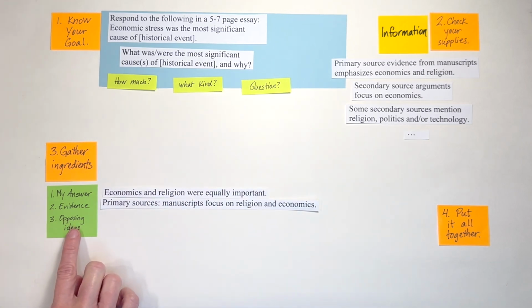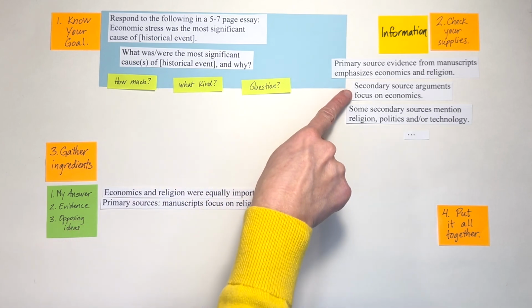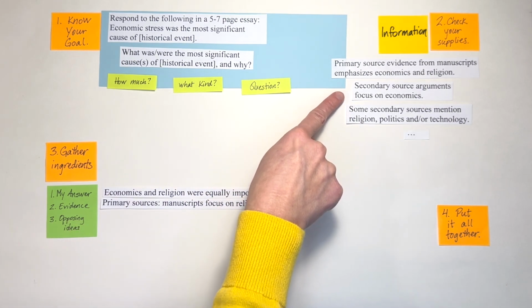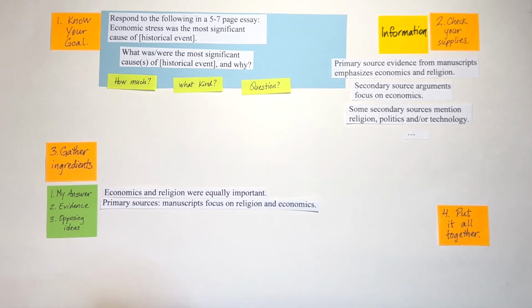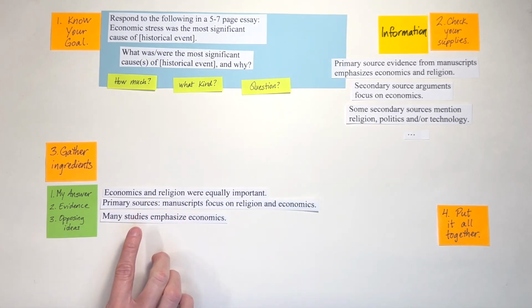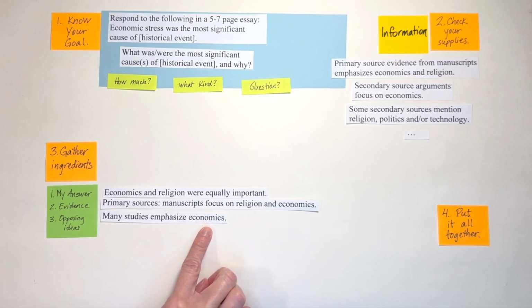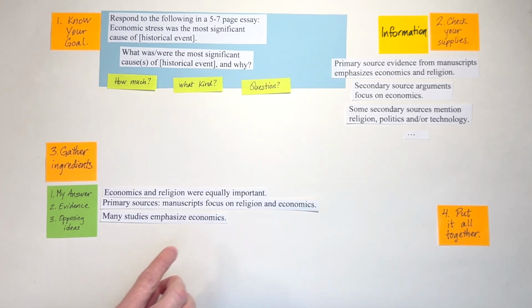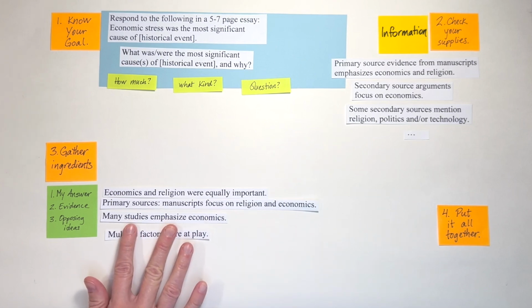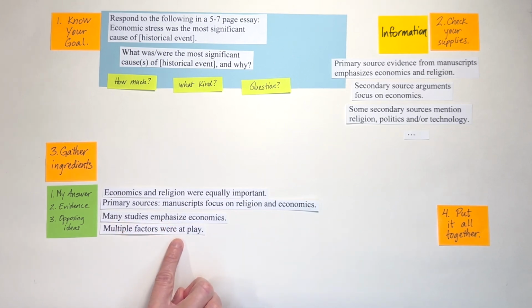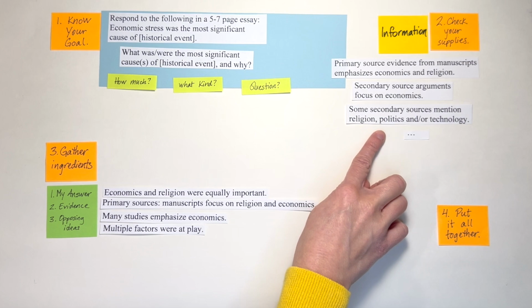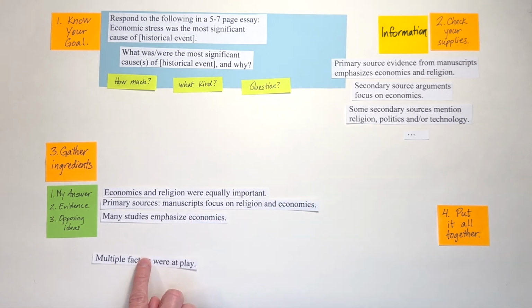And then third, I'm going to make sure that there are opposing ideas. And here we know there are opposing ideas because the scholars who wrote secondary sources have been emphasizing economics. So we know that not everyone is emphasizing religion to that same degree. Now, there's not only one right answer to any of these questions. For example, another possible opposing idea that I could say is that multiple factors were at play, but I'm going to stick with what I had.